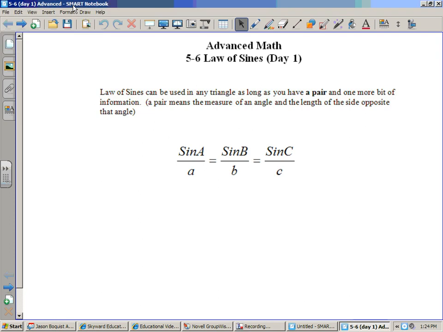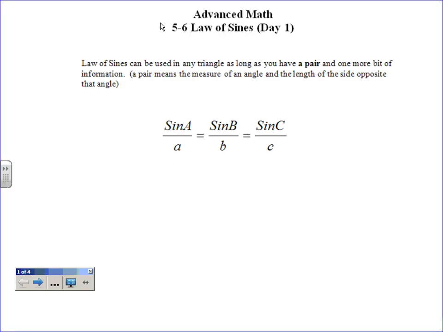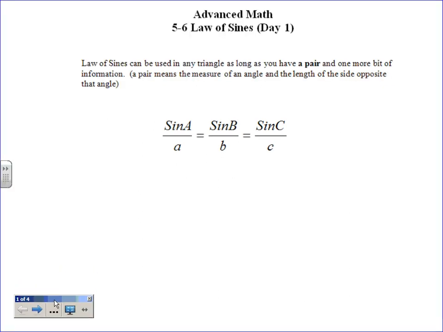Law of sines day one, really not too hard. It basically, again, this is something that I say, not something you're probably going to find in a book. You need a pair. And what I call a pair is the angle and the side opposite that angle.